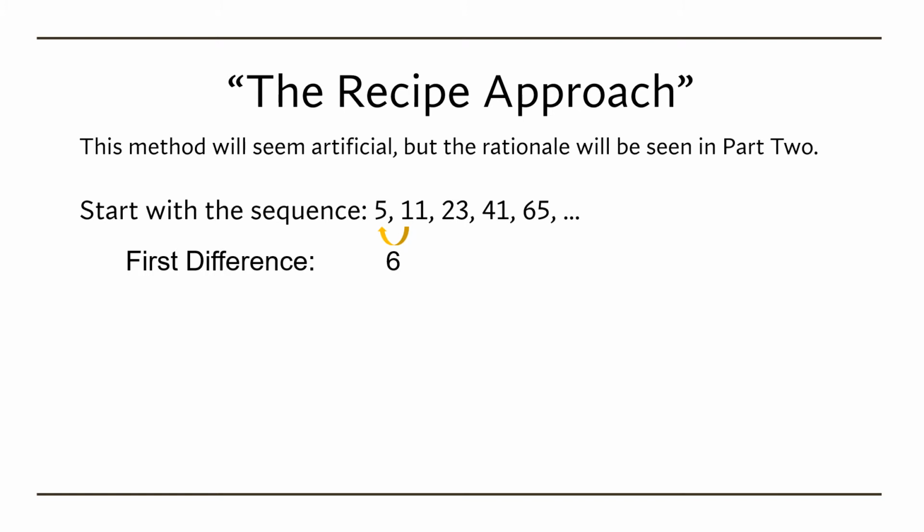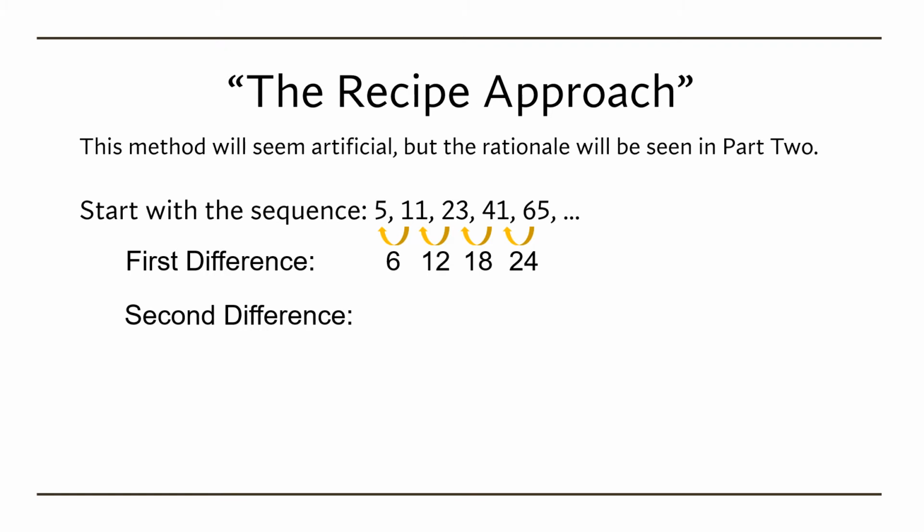Okay, the next one you would do 23 minus 11. Can you figure that one out? Indeed, it is 12. And then we continue that with all of the numbers. 41 minus 23 is 18. 65 minus 41 is 24. Okay, that's nice. Now, they then say take a second difference.